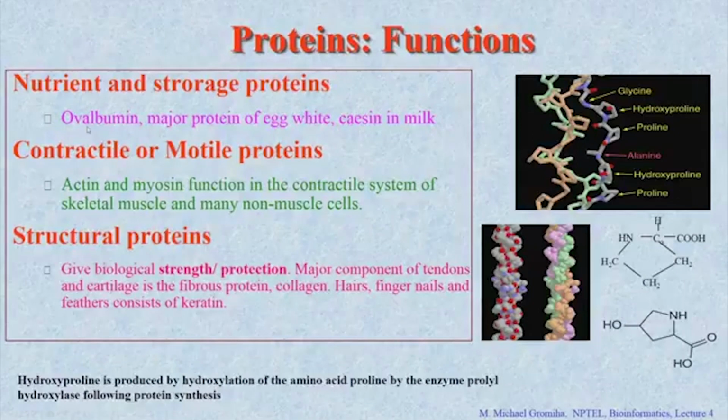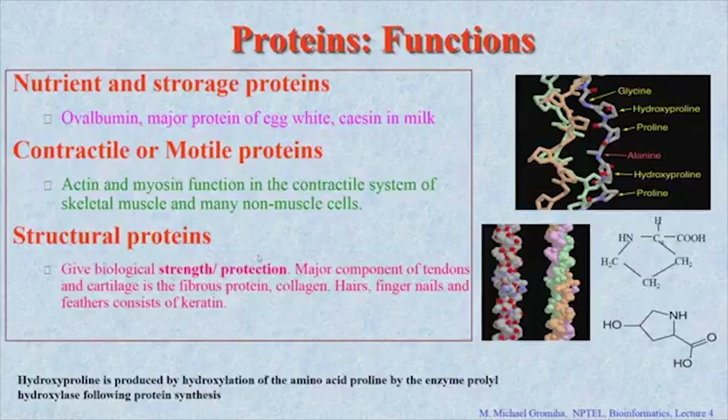So there are various nutrient proteins like ovalbumin that is available in egg, like the egg white, and casein in milk and so on. So there are various proteins, they have different functions in living systems, and we have these proteins for the proper function of our body and all the cellular processes.